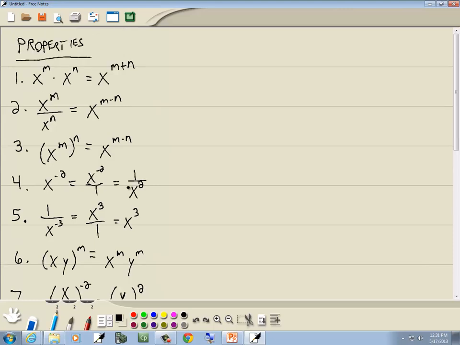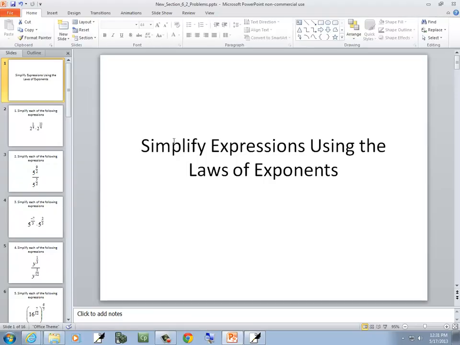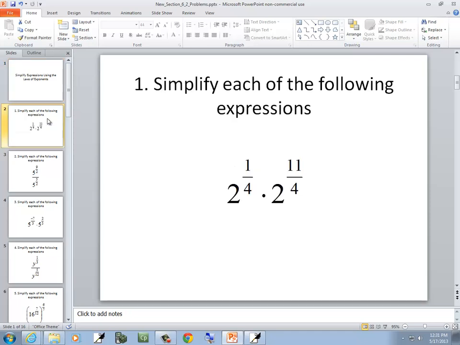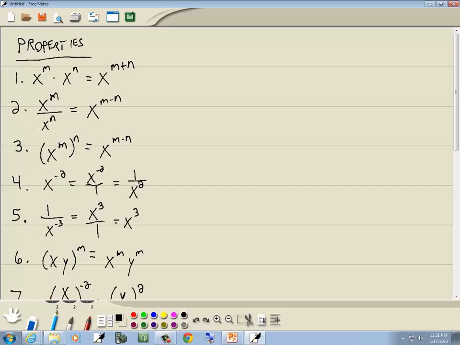Now these are the main properties that are going to be shown in this section. They're just going to be a little bit different because they'll involve fractions. So let's look at our first one here. We've got 2 to the 1/4 times 2 to the 11/4.